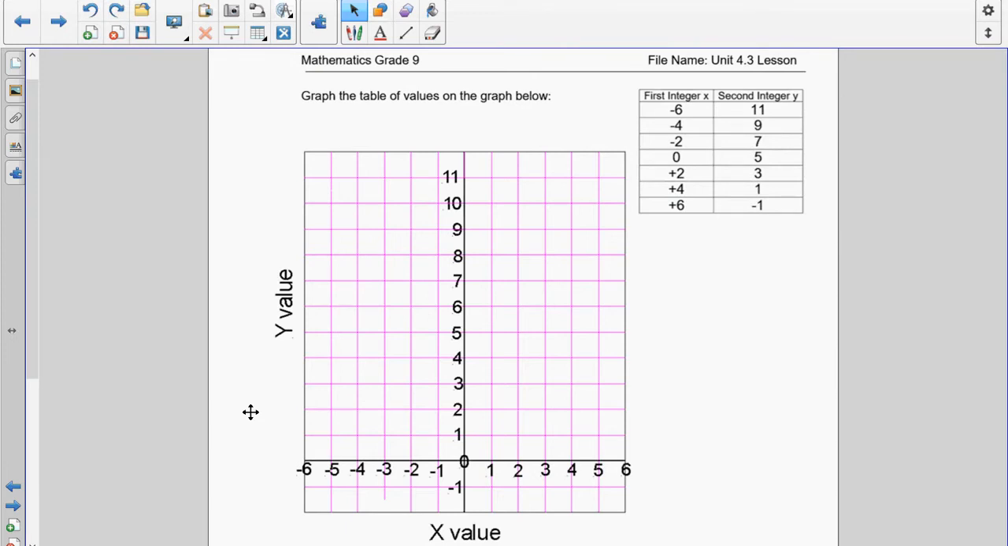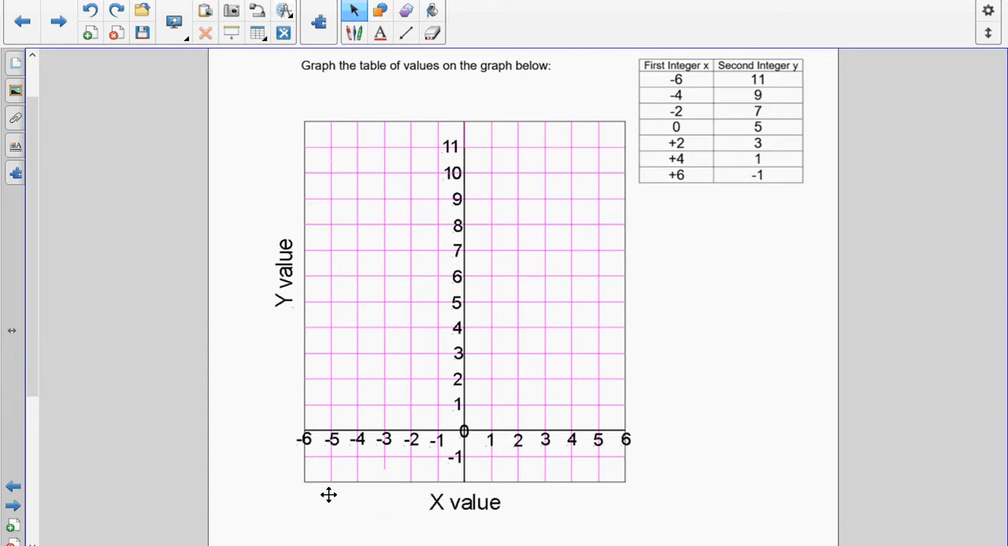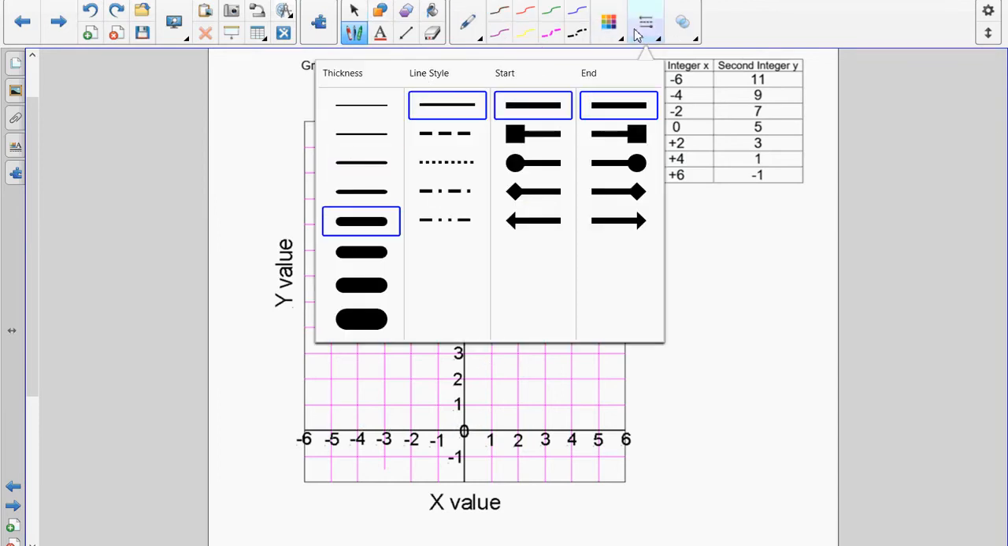Okay, so first, x is always on the horizontal axis, and y is always vertical, up and down. So my first pair is going to be negative 6 on the x and 11 on the y. So I'm going to go to negative 6 first. There's negative 6. What I think I'm going to do is grab a thicker line so my dots are bigger.